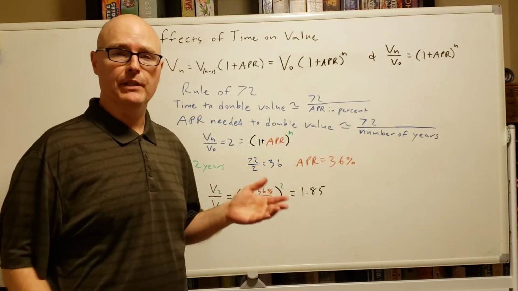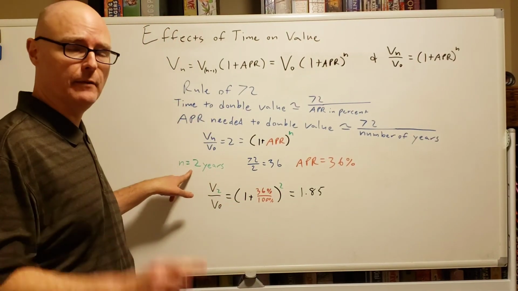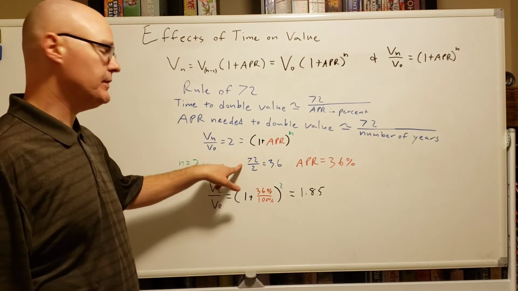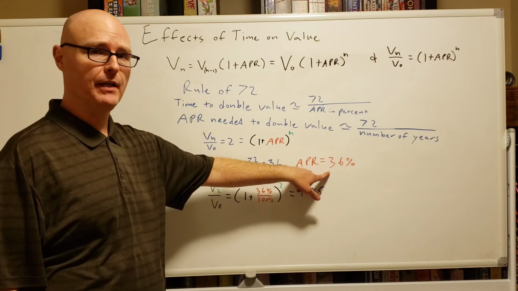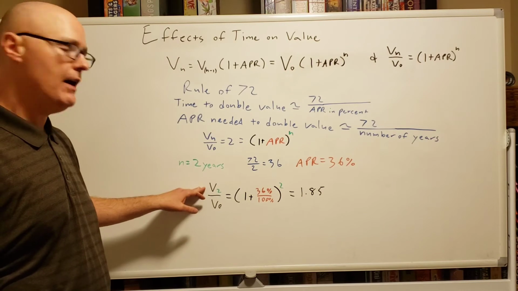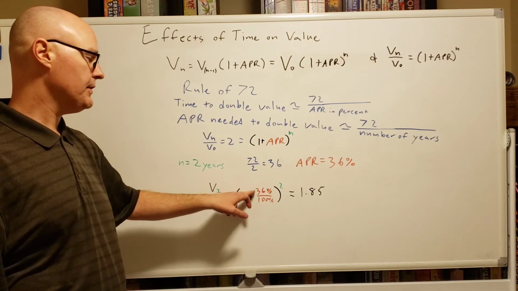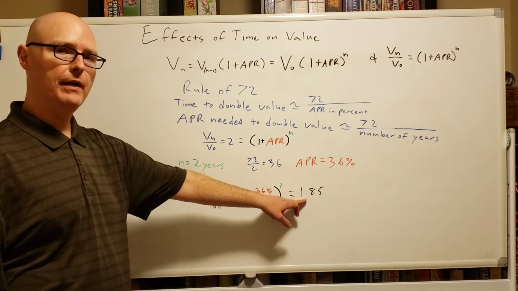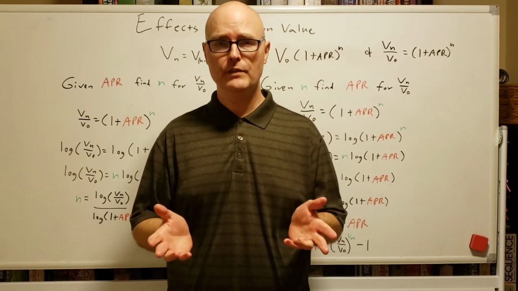All right, so 7.2 years wasn't good enough, so we want to get this done in 2 years. If I say that I want to double my money in 2 years, what APR do I need? If I use the rule of 72, 72 divided by 2 is 36. So I need an APR of 36%. Running the numbers, the ratio of the value at year 2 divided by the initial value is equal to 1 plus 36% divided by 100%, quantity squared, and that's going to be 1.85. It's about 2.